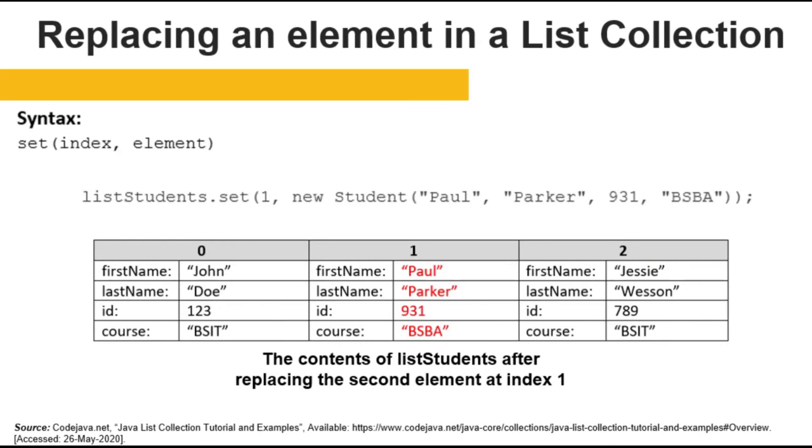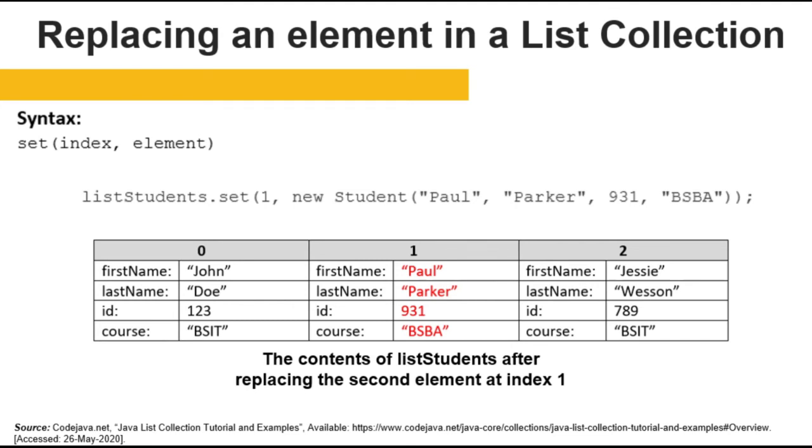Replacing an element in a list collection. Use the set method, which accepts index as the first parameter, and the second parameter will be the element to put into place. It is used to replace the element at the specified index by the specified element.